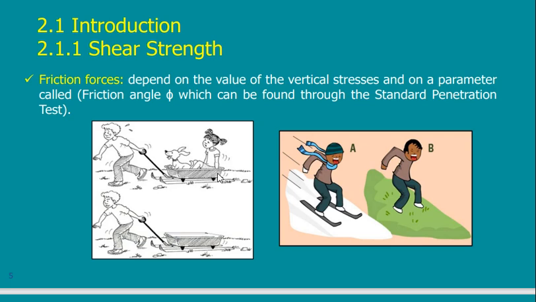This is a raft. This boy is pulling this raft. It's sliding on the ground. But here, his sister and his dog are on board. Here, there is no one on board. Which is easier for him to pull? The empty one, of course. This is very strange. Why?